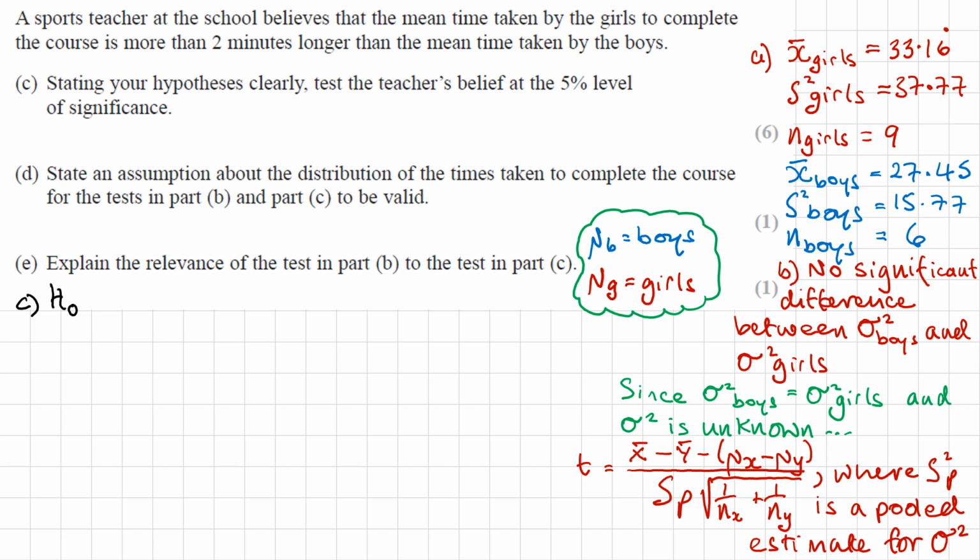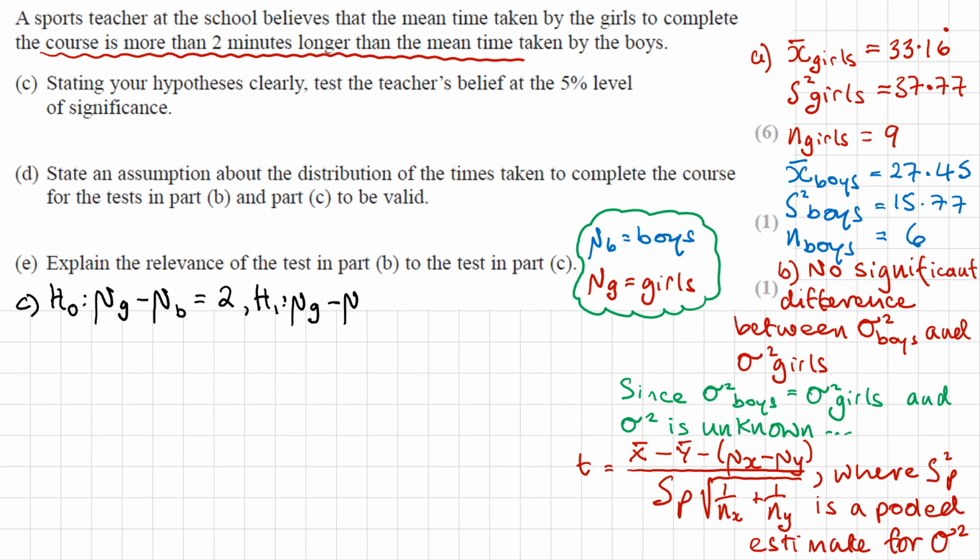So H0. The important bit is that they think that the girls are going to take 2 minutes longer. Their mean time is going to be 2 minutes longer than the boys. So H0 is going to be that the mean of the girls, because that's the higher value, minus the mean of the boys is going to be equal to 2. Whereas H1 is going to be that the mean of the girls minus the mean of the boys, and what the teacher thinks is that it's more than 2.